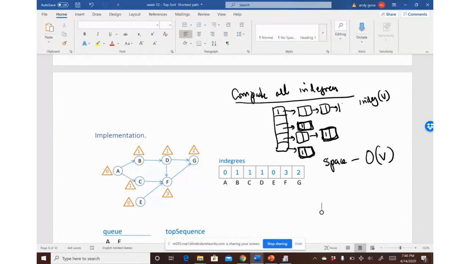Now, to find the in degree, you have to go through this entire list, which is going to cost you V time, and then all the edges. So for each node, it's going to cost you n plus e work.